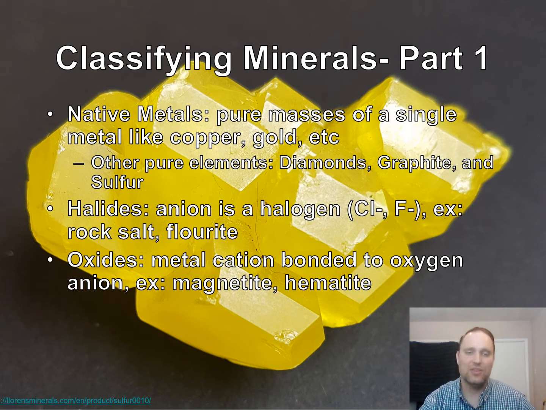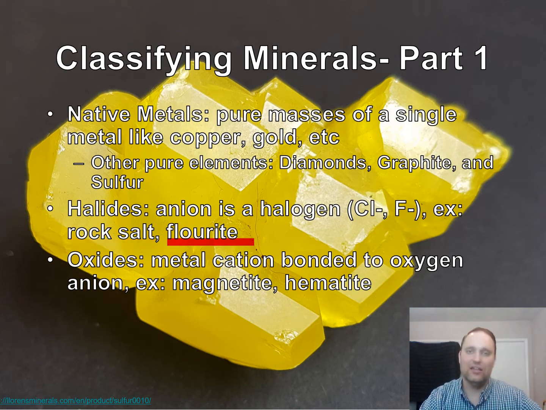Now, looking at some of the other mineral groups, the halides, we take one of the halogen gases like chlorine or fluorine. Those are acting as the anion. And so you combine either chlorine or fluorine with any number of metals and maybe something else in there, and you get one of the halide minerals, like rock salt, which is also known as halite. And then there's fluorite. We'll look at examples of both of those.